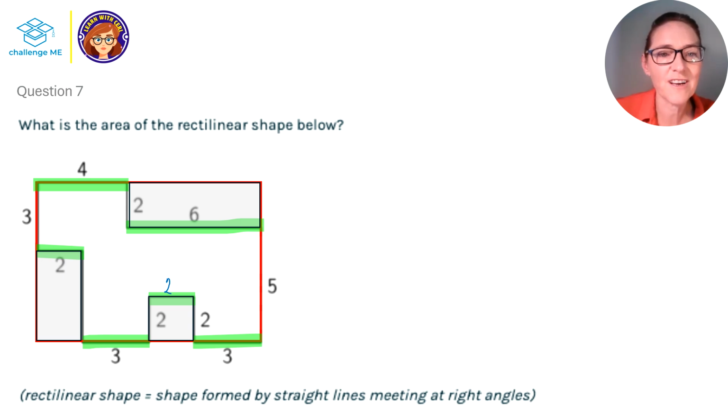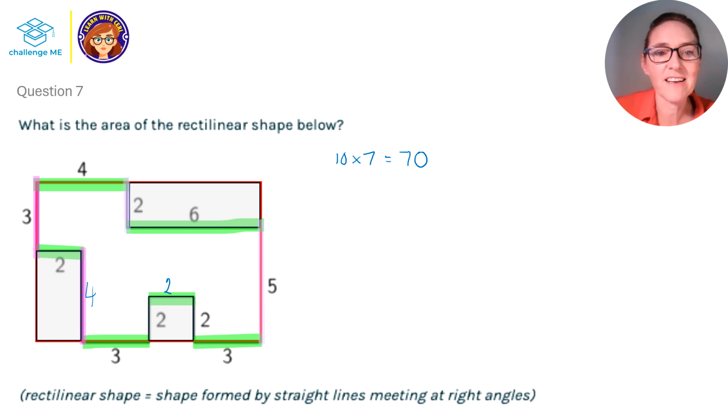And let's look at the vertical distances. We've got a 2 and a 5, so the total vertical height is 7. So this one here must be a 4 because we've got a 3 and a 4 to also make 7. We've filled in all the gaps. So the main area around the outside is a 10 across by 7 vertically. That's an area of 70.